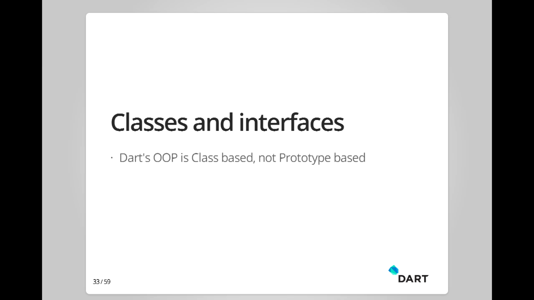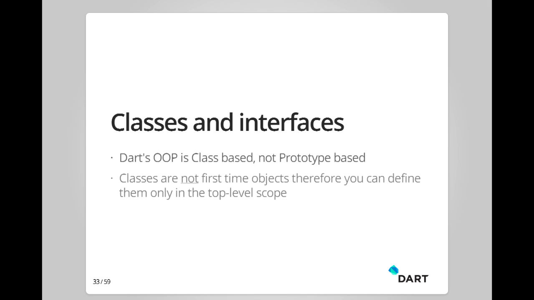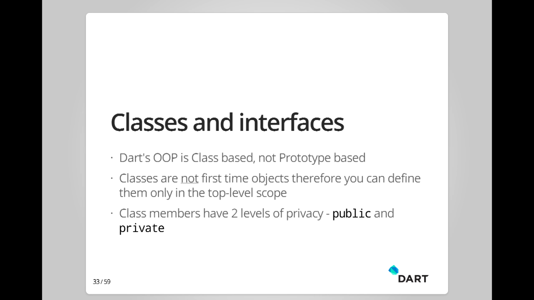Okay, JavaScript's object-oriented programming is prototype-based. In Dart, we have classes and interfaces. And as I said before, classes are not first-class objects. Therefore, we can define them only in the top-level scope. And we have two levels of privacy, public and private. But there's one huge difference. The private is not private within the class, it's private within the whole library.